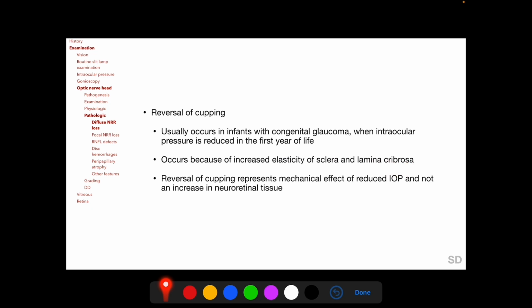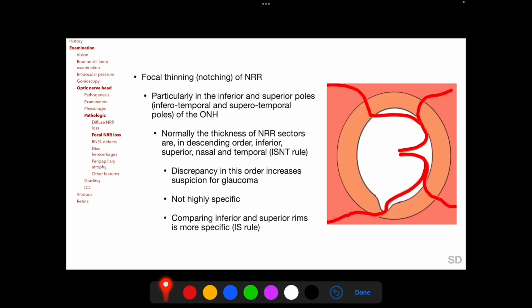Reversal of cupping represents a mechanical effect of reduction in the intraocular pressure and does not represent an increase in neuroretinal tissue. Focal thinning of the neuroretinal rim or notching is very characteristic of glaucomatous optic neuropathy and is specifically found in the inferior and the superior poles, or more specifically the inferotemporal and the superotemporal poles of the optic nerve head, as shown here in this diagram.